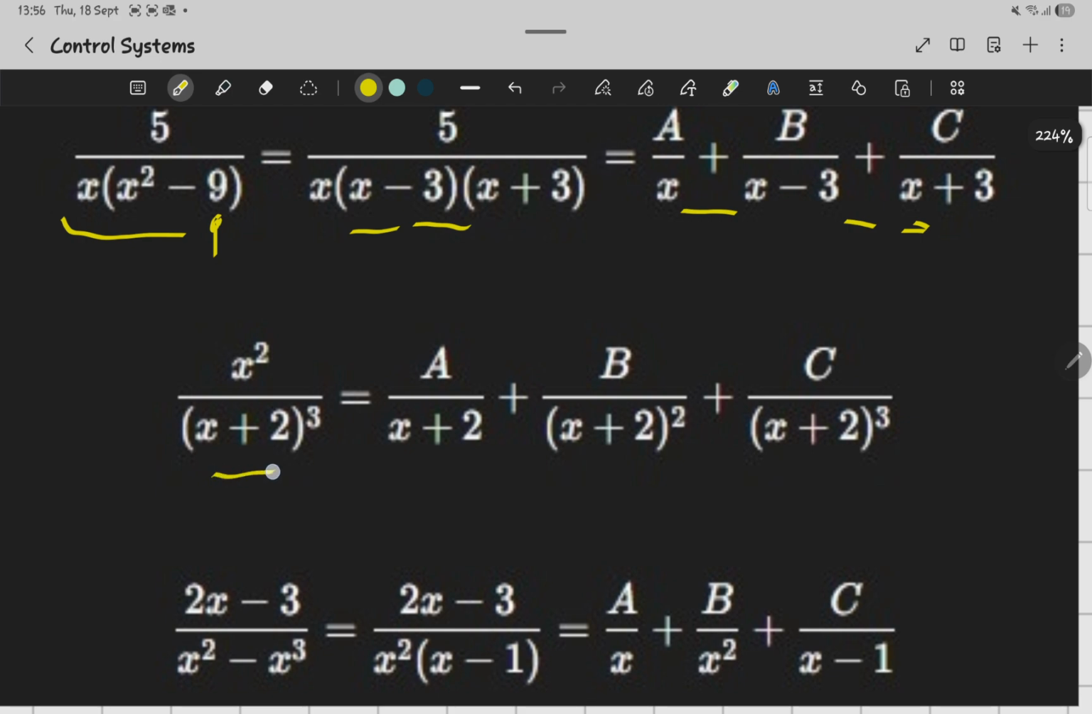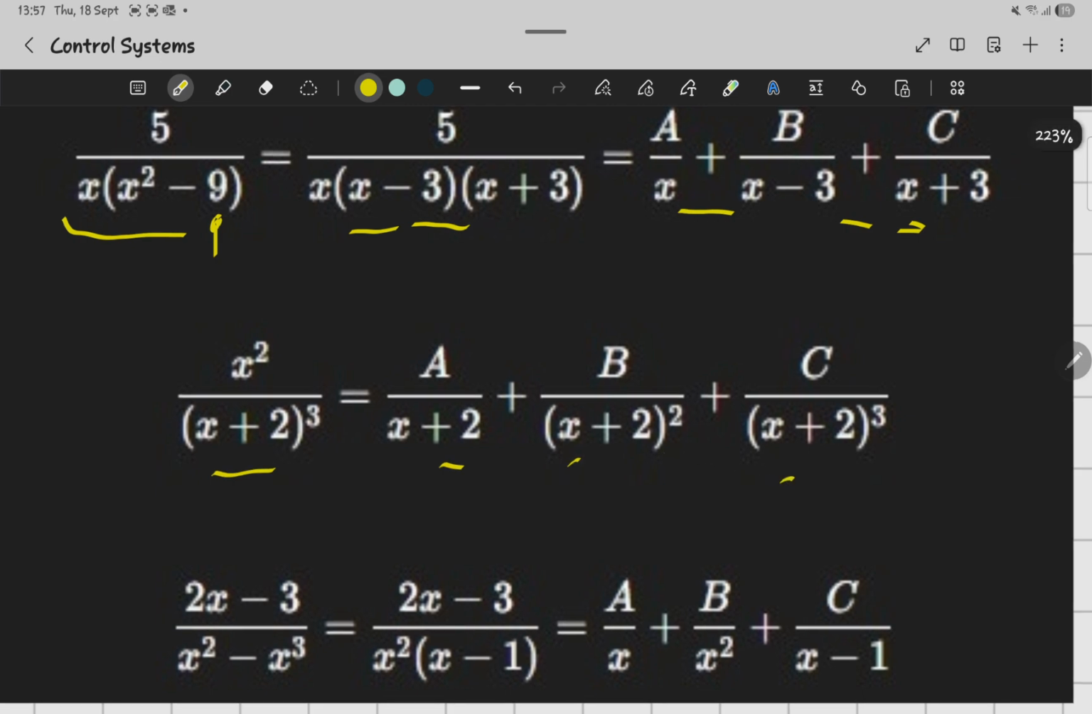Now we do the same for this one. This is a repeated partial fraction. That's why you see we're going to write it in this form, because you have power 3, so you're going to write power 1, power 2 until you get to power 3. Okay, that's what happened here. So we just break it down and then write it like this.